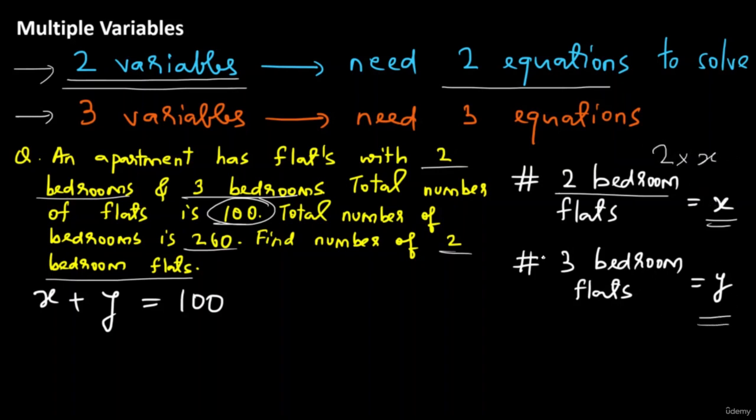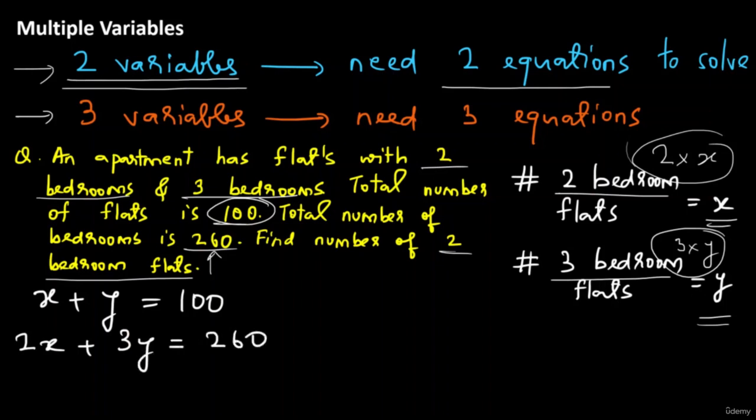That would be 2 into X, right? And Y flats have 3 bedrooms each. So the total number of bedrooms among these Y flats would be 3 into Y. Now the total number of bedrooms would be 2X plus 3Y, and that is given as 260. Right? So we have one more equation, 2x plus 3y is equal to 260. Now you can see that this equation has two variables and this equation has two variables. So we need two equations to solve and find the value of x and y. Let's keep this aside.